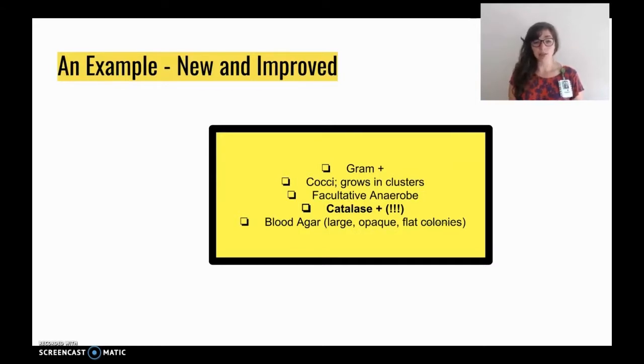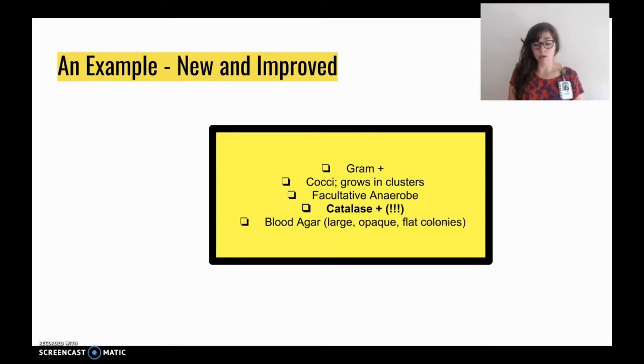Also, you'll notice that I bolded catalase positive because it is a super important distinguishing characteristic that you need to know. But I didn't add all the information about it being the main diagnostic feature that distinguishes it from strep.